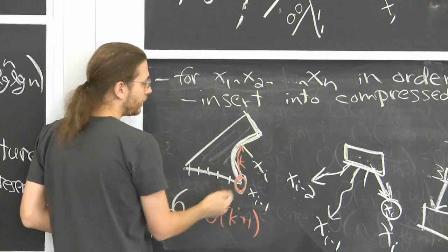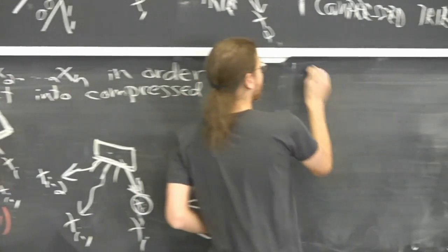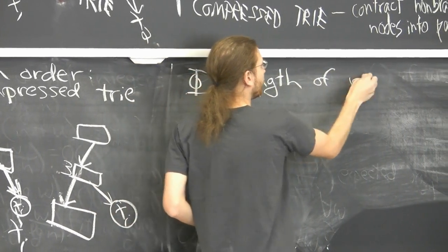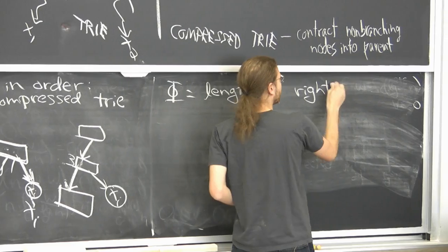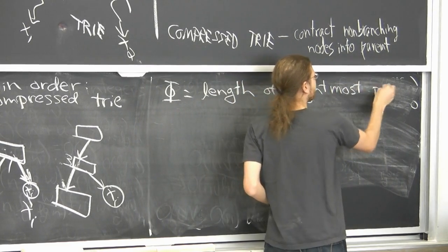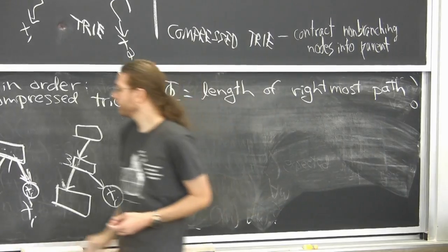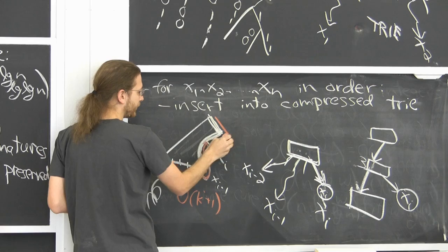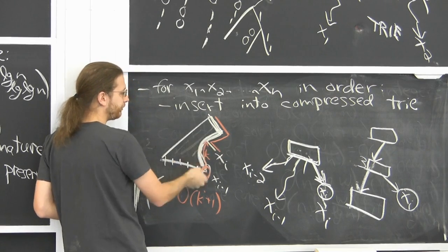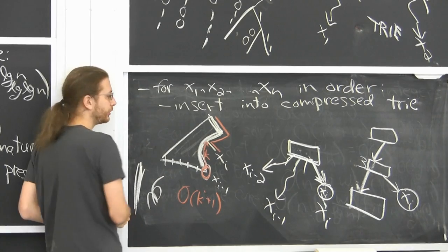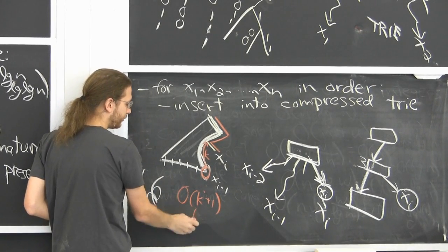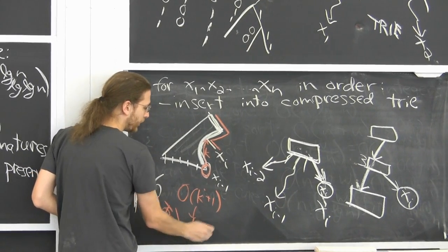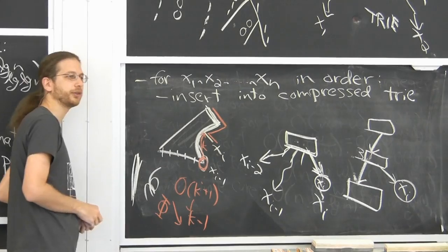Because my potential function, amortization, is going to be the length of the, let's call it, the rightmost path. Before, my rightmost path was this thing. Afterwards, my rightmost path is going to be this thing. So it got roughly k shorter, k minus 1 shorter. Okay, so I charge this k plus 1 cost to a potential decrease of k minus 1. And so the amortized cost is only constant.